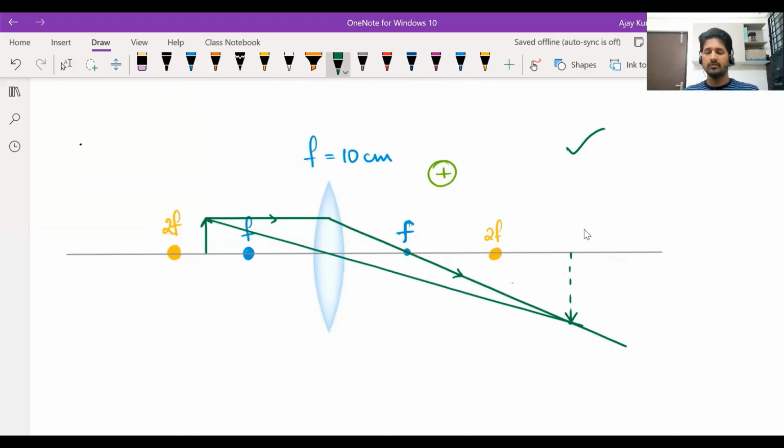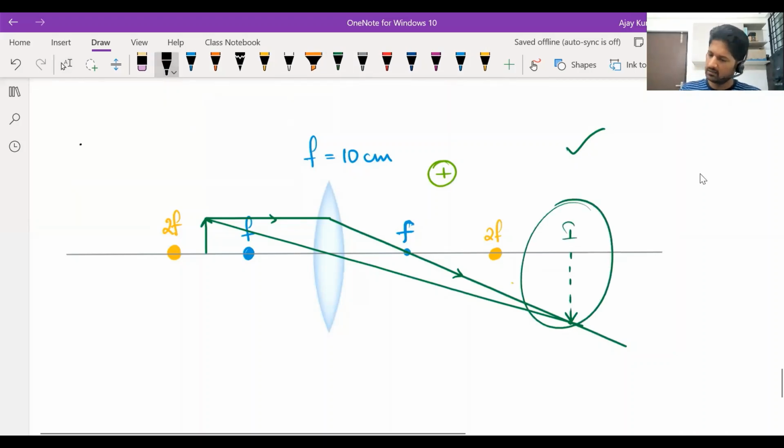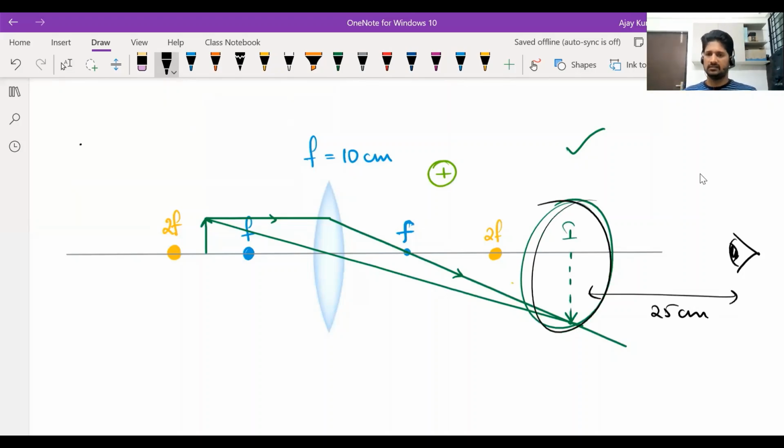But there's a problem with using this lens. See, the image forms here, that's okay. But if you want to see this image, then your eye should be at a distance of 25 centimeters further away. Only then will you be able to see it clearly. That is the problem in using this.